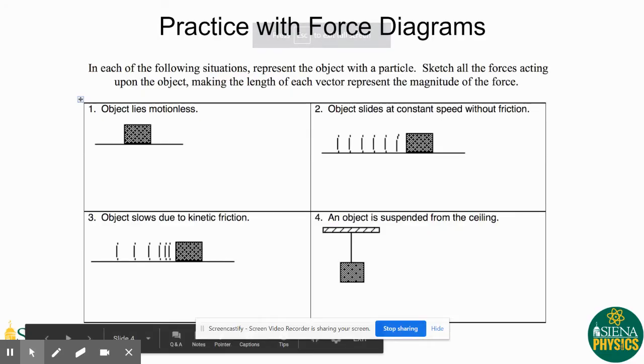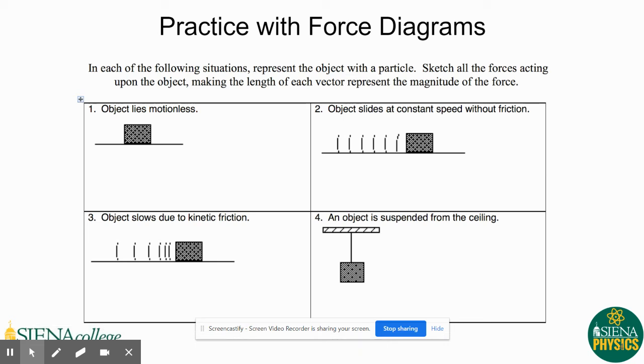Okay, so in each of these situations, we're going to represent the object with a particle and then sketch all the forces acting upon the object, making the length of each vector represent the magnitude of the force. All right, so I'm doing basically a free body diagram. So I'm going to draw a dot to represent my block. If I think about just my object, so just this block, I'm going to have the force of the normal up, and I'm going to have gravity down. So I'm going to translate that over here.